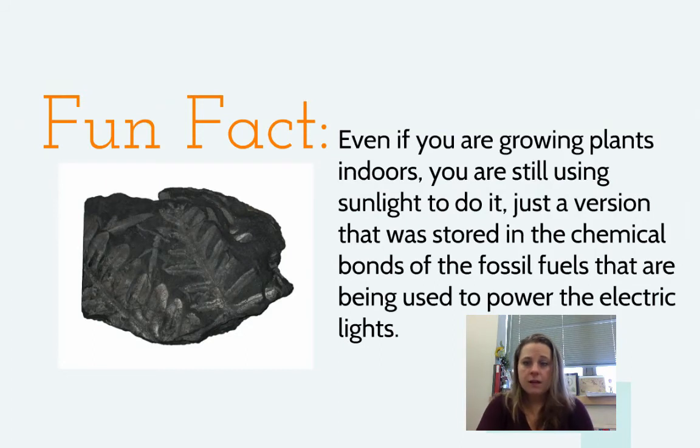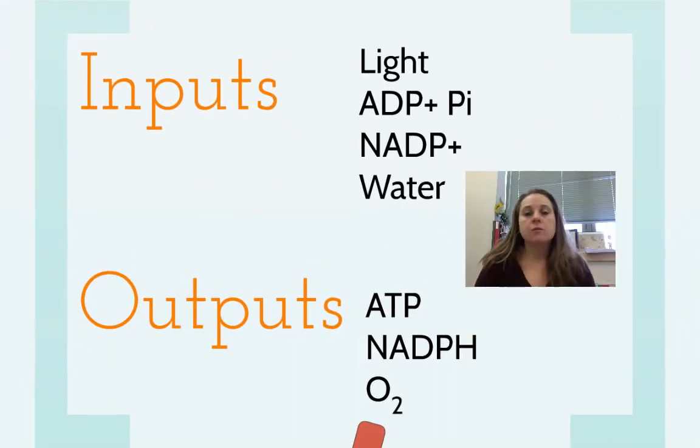So, a little fun fact: even growing plants indoors, you're still using sunlight to do it. You're just using a version that was stored in the chemical bonds of fossil fuels that are now being used to produce electric lights. So just something to consider, that even the light that comes down on us was once sunlight at one point in time. Sort of, kind of. Cool to think about. It's really important to think about these in terms of what goes in and what comes out. If you can keep a flow chart going on that, it will really, really help you keep your head around these.